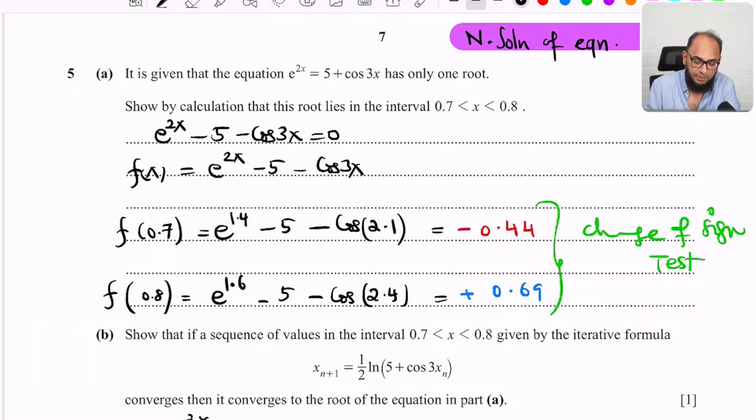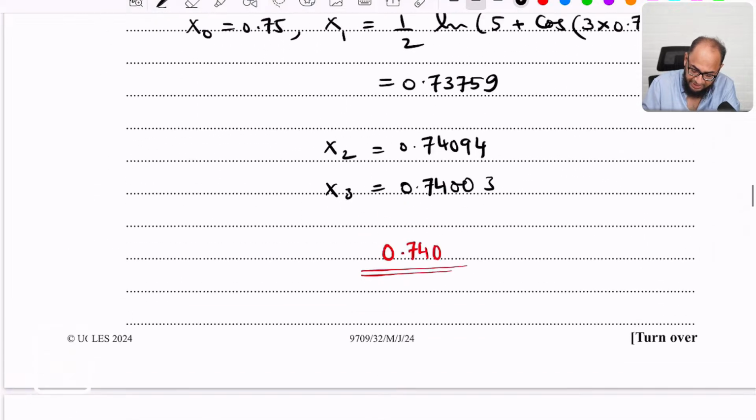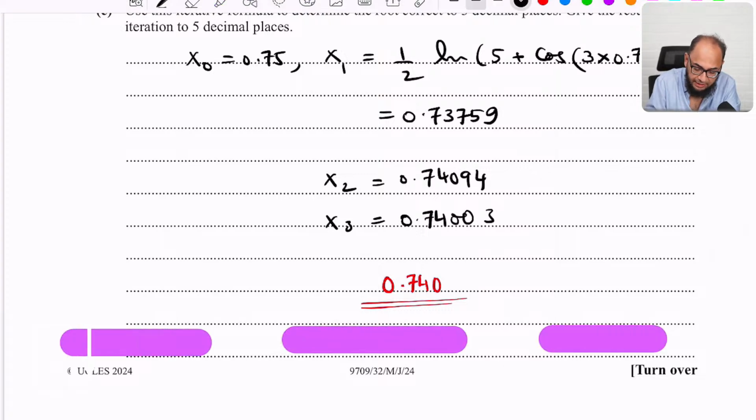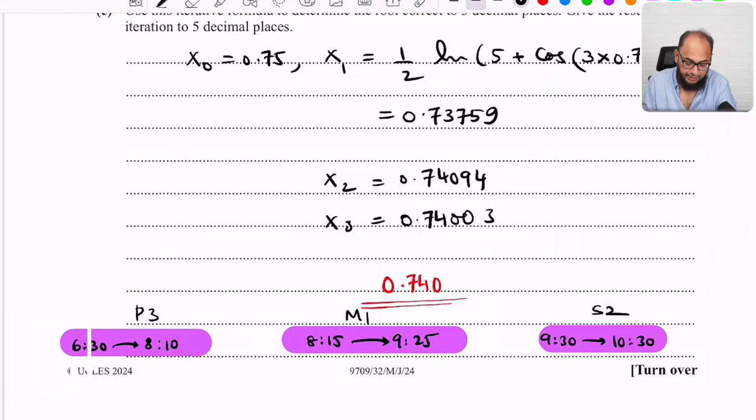Okay, so some people ask this question. Let me write it over here so that they are well aware. There are 3 sessions. The first one is P3, 6:30 to 8:10. That is P3, it's 7:21 right now. The next session is M1, 8:15 to 9:25. And the third session is S2, 9:30 to 10:30. So these are the 3 sessions.